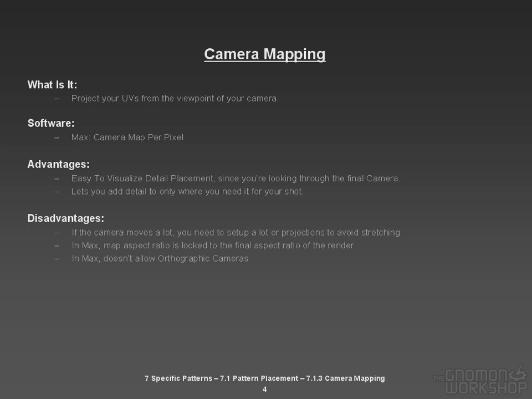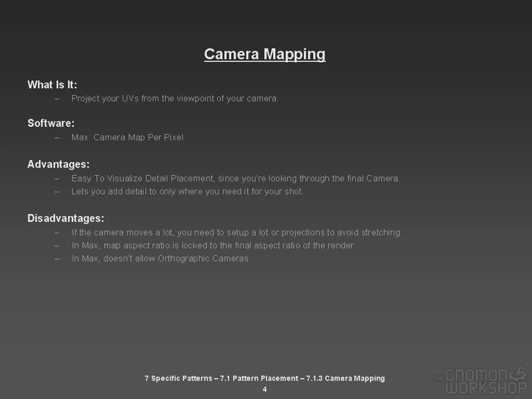And what this does is this projects the UVs from the viewpoint of your camera. And inside of Max, there's a map that does this, and it's called the camera map per pixel. Now, the advantages of using camera mapping is, first of all, it's really easy to visualize your detail placement because you're looking through the final camera of your shot and using that to paint from. And it also lets you add detail to only where you need it for your shot because you're seeing everything that your shot sees and then you can paint on top.